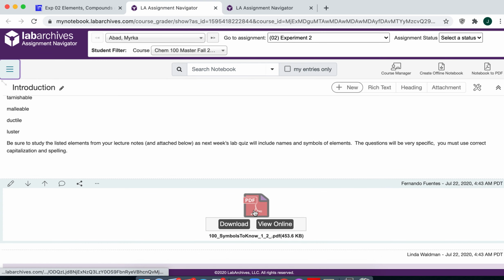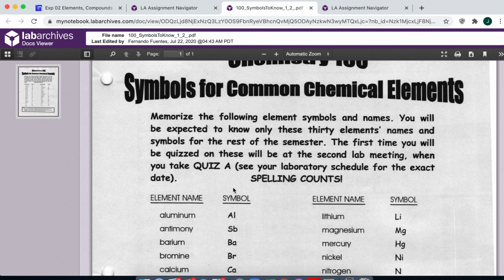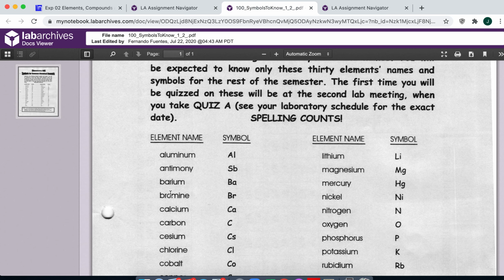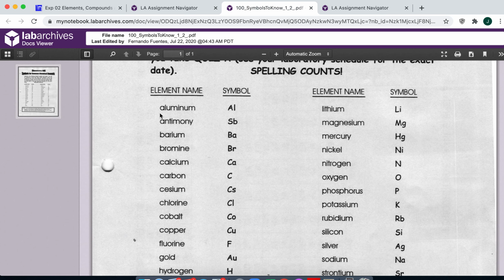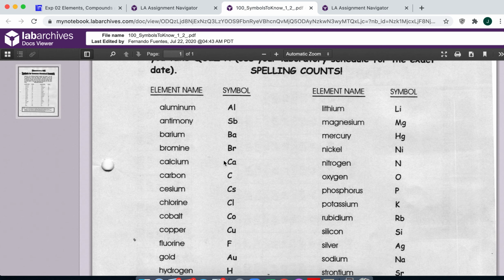If you click on this one, it takes you to the PDF file. I have posted this same PDF file on your lecture Canvas. This is a list of elements you need to memorize. On your lab quiz number 2, you are given some of the element names, and then you have to write out the symbols. Or some of the symbols are given, and you have to write out their names. So make sure you memorize this list before you take lab quiz number 2.